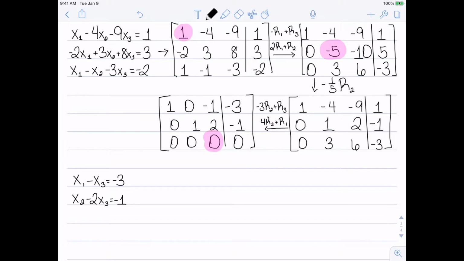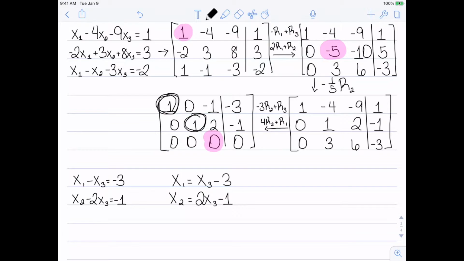So here's our example. Our pivot columns are where the pivots are, the first and the second. So x1 and x2 are going to be our basic variables. So we want to solve these equations for x1 and x2. That gives us that x1 is equal to x3 minus 3, and x2 is equal to 2x3 minus 1. So now I have clear definitions for both what x1 and x2 need to be.